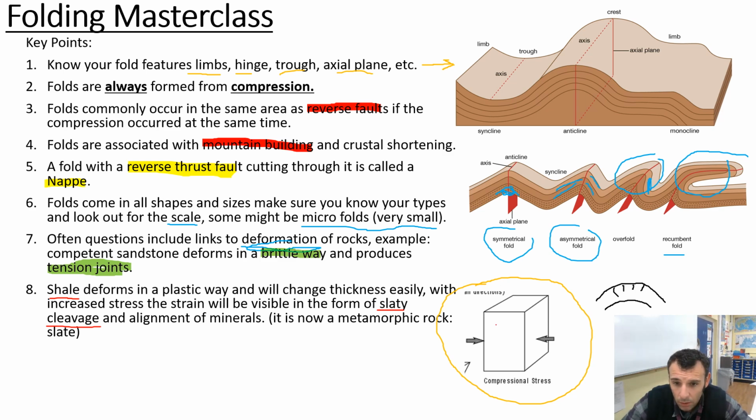I'm just going to show you on this diagram. If you've got the compressive stress, the minerals will line up like this. I've magnified that up quite a bit, and it's because it's at 90 degrees to the stress direction. So the stress direction is here, and obviously on this side as well.